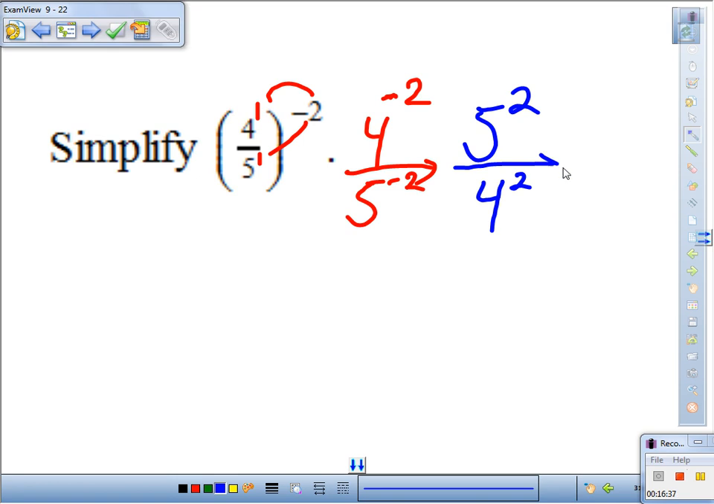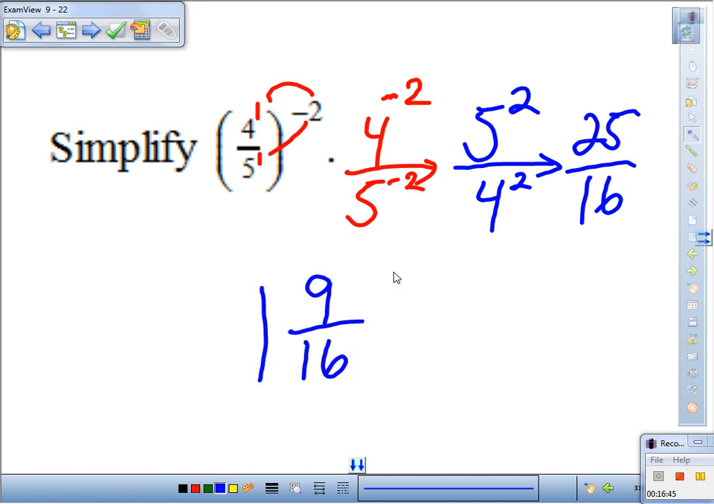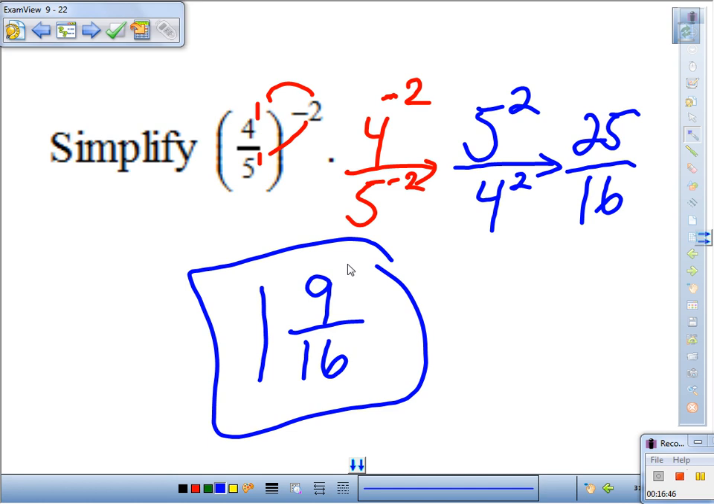symbol. Therefore, what is 5 squared? 25. What is 4 squared? How many times does 16 fit in there? 1 and 9, 16. Double check your work, please. Make sure you simplify to lowest terms.